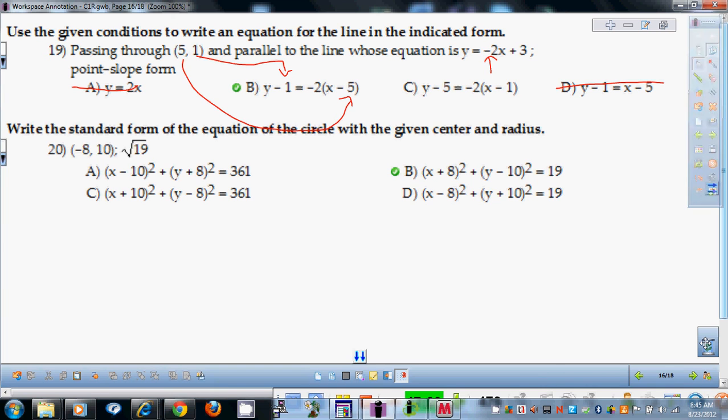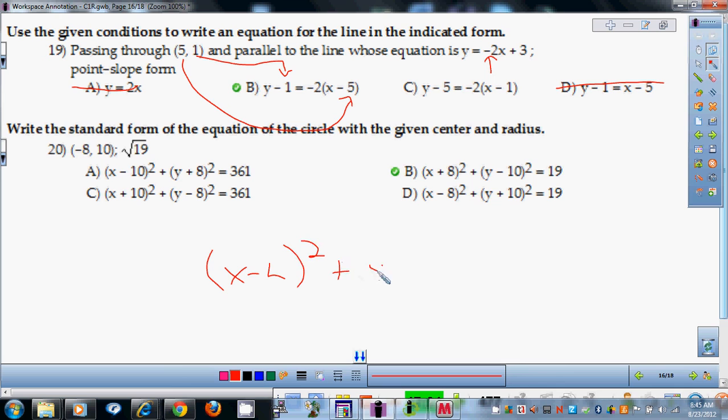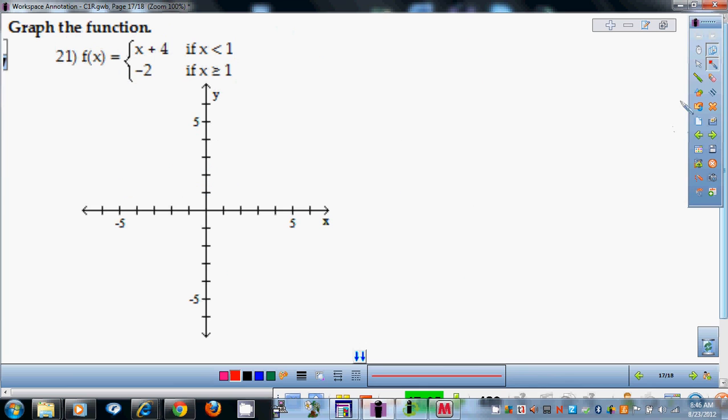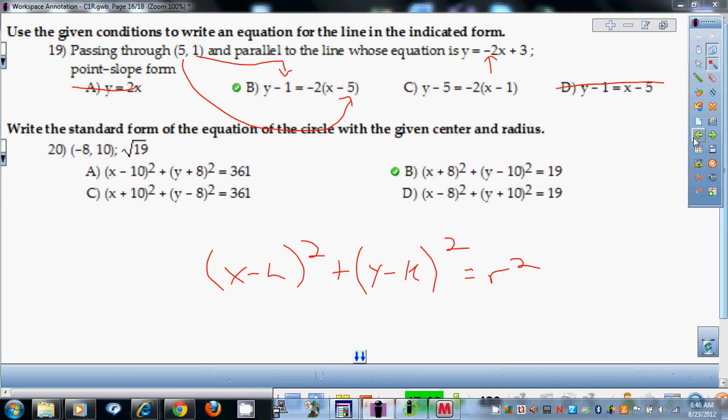Remember, formula for a circle: x minus h squared plus y minus k squared equals r squared. Formula for circle. Questions on that problem? All right. Click.